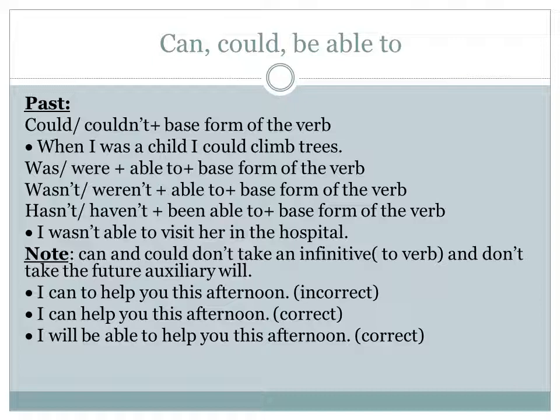في نقطة هنا لازم تكون واخدين بالكم منها، ملاحظة: can and could don't take an infinitive، اللي هو to plus verb. يعني can و could ما بيجيش وراها to plus الفعل، غلط. يعني ما ينفعش اقول I can to help، هنا incorrect. And they don't take the future auxiliary verb، ما اقولش I will can، incorrect. لكن I can help you this afternoon دي correct. I will be able to help you this afternoon, correct.